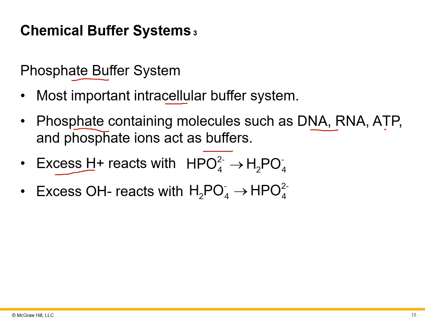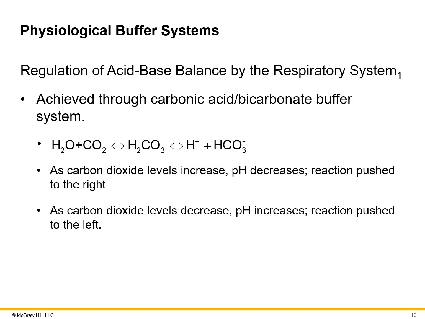combines to create phosphoric acid. So we add the hydrogen to the hydrogen phosphate to make phosphoric acid. Also, excess hydroxide ions can go in the opposite direction, so that phosphoric acid can then absorb those to create hydrogen phosphate. Then our physiological buffer systems, this is going to regulate regulation here in the respiratory system.